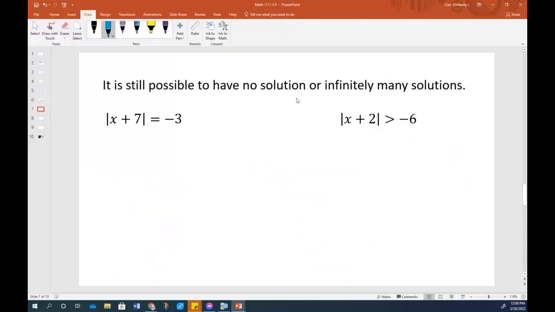It is possible to have no solution or infinitely many solutions. What I hope you do is pay close attention at the very beginning when you get your absolute value isolated. As you know from past experience, the absolute value of whatever has to be greater than or equal to 0. This one says it's equal to a negative. Negative 3 is not greater than or equal to 0, so this one is no solution.